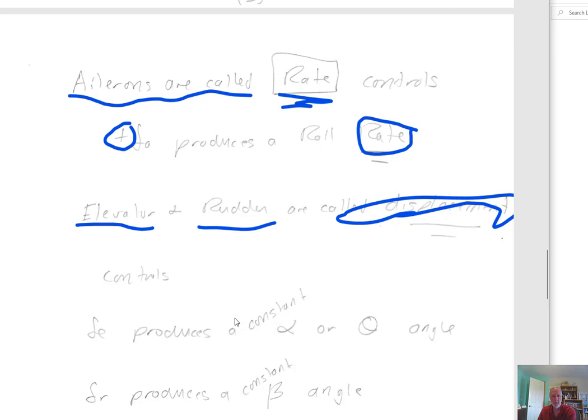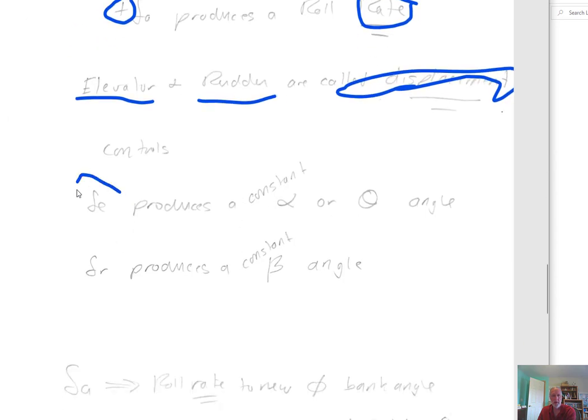Displacement controls, because pretty much an elevator changes the trim angle of attack and the pitch angle, but it doesn't produce a huge amount of rate. What you do is if you change the elevator, you get a new alpha and a new theta. And a rudder will cause you to side slip to a constant side slip angle. So a little bit of rudder has to be held in to maintain beta, a little bit of elevator to maintain an alpha. Whereas with the ailerons, aileron deflection produces a roll rate.